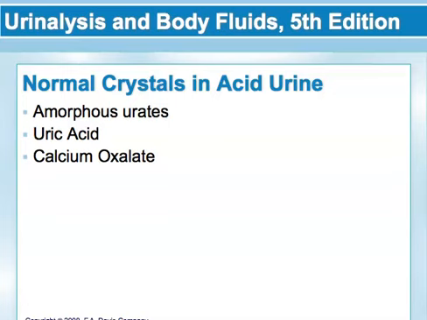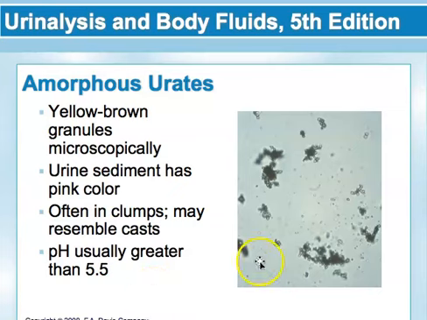These are the only normal crystals found in acid urine that appear colored. So they're going to have a yellow to brownish red tint when viewed under the microscope. In the urine sediment, though, they will appear pink due to the pigment uroerythrin that accumulates on the surface of the granules of the crystals. Okay, first talking about amorphous urates. They can be yellowish brown and granular. Most of the time they're going to be seen in clumps and can be confused with granular casts if you're not careful, so you have to look for the presence or absence of a matrix.